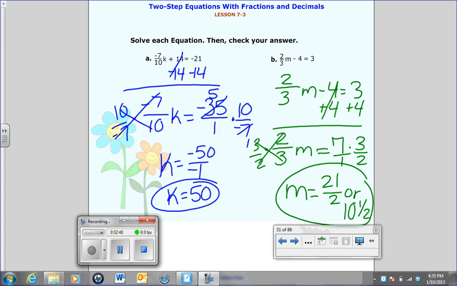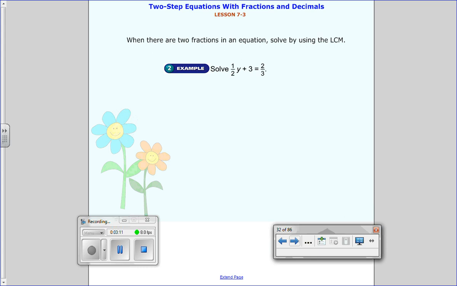And for b, again, I got rid of that -4 by adding 4, and I was left with 2/3 m is equal to 7, or 7 over 1, since I knew I was going to multiply by a fraction. Then I multiplied by the reciprocal of 2/3, which was 3/2, to get rid of the fraction with m. So each side got multiplied by 3/2, and I was left with m is 21/2, or 10.5. All right. Now, it's fine if you choose to solve problems that way.